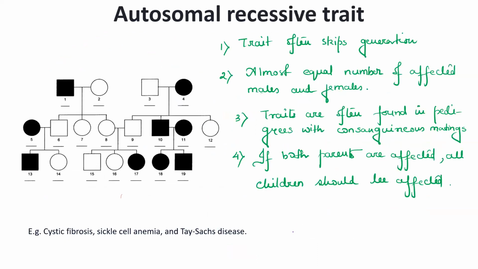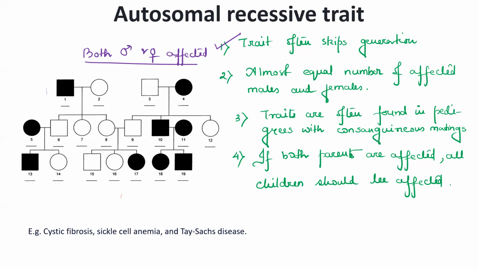See, here what happens? Here also you will see both males and females are affected. Both the sexes affected, like the autosomal dominant one. Here you see, first thing, the trait often skips generation. Fine. It often skips generation, but if both the parents are affected, it will not skip generation.